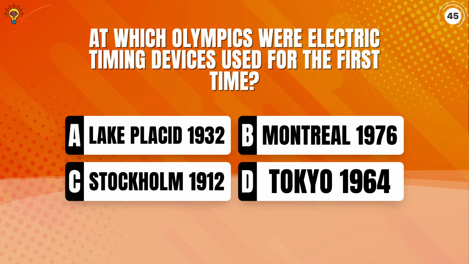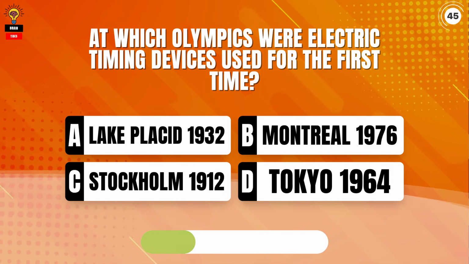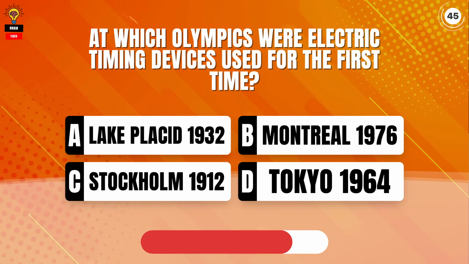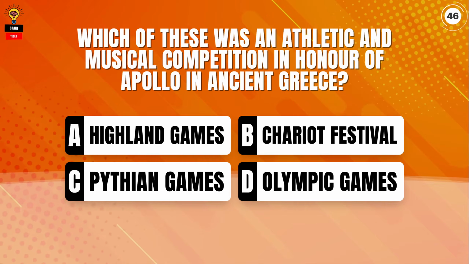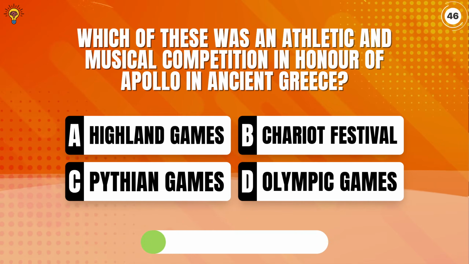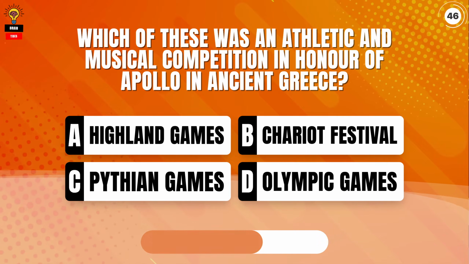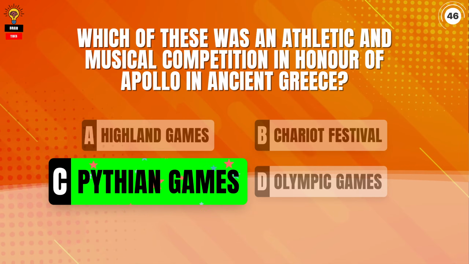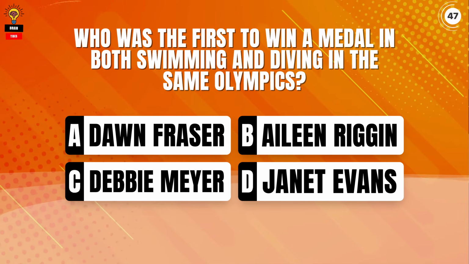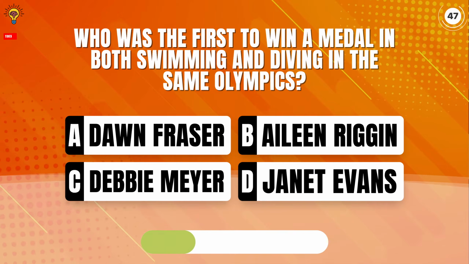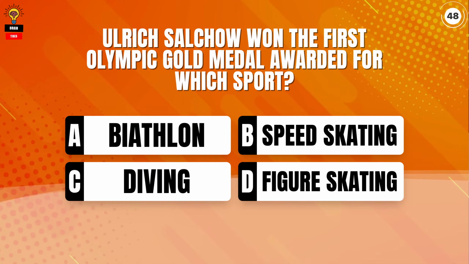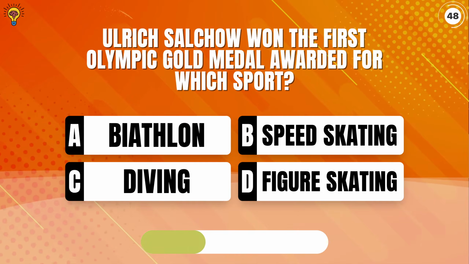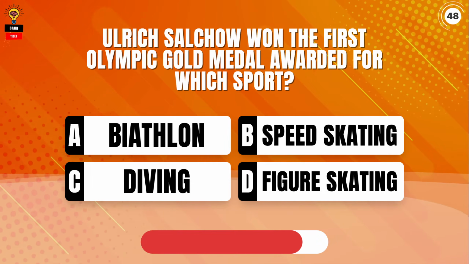At which Olympics were electric timing devices used for the first time? Stockholm 1912. Which of these was an athletic and musical competition in honor of Apollo in ancient Greece? Pythian Games. Who was the first to win a medal in both swimming and diving in the same Olympics? Eileen Riggin. Ulrich Salchow won the first Olympic gold medal awarded for which sport? Figure skating.